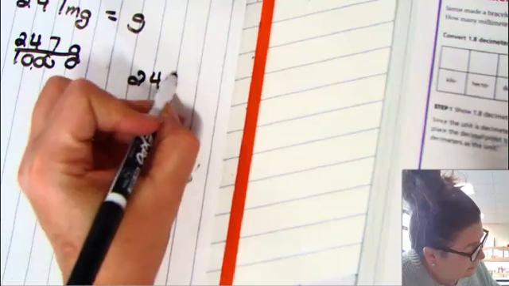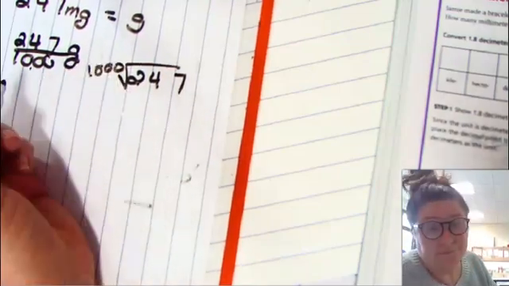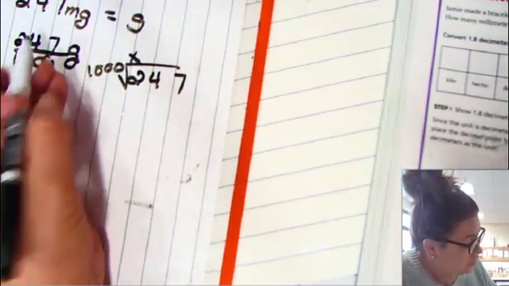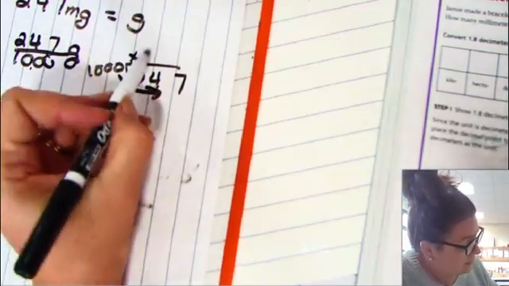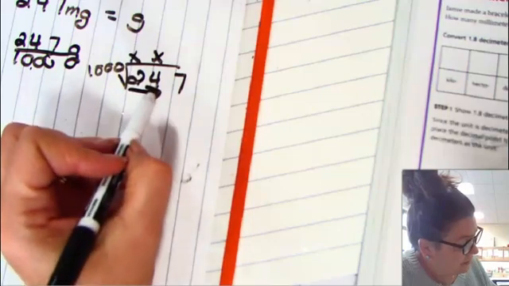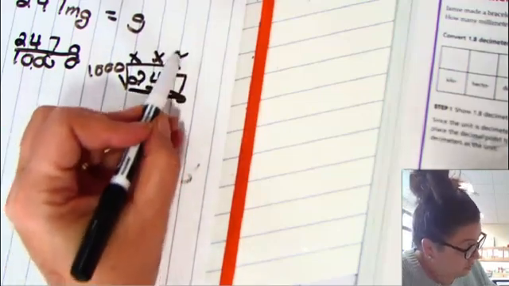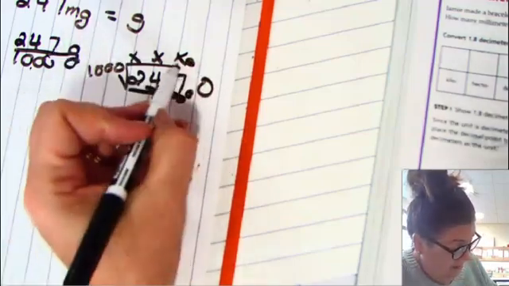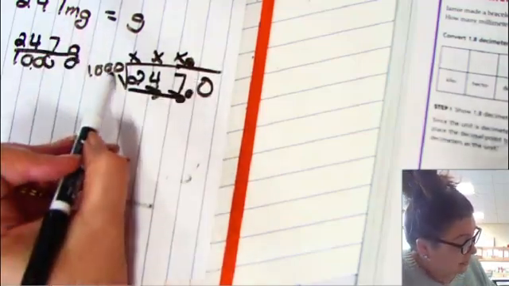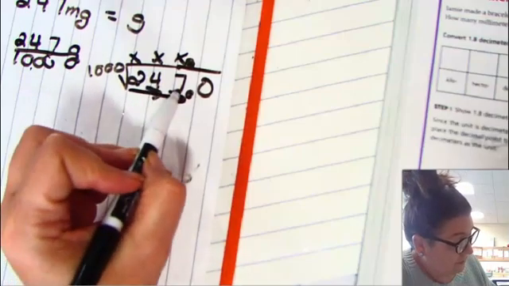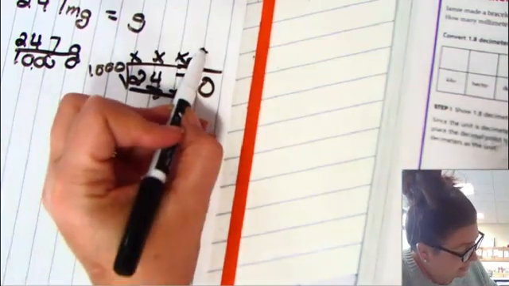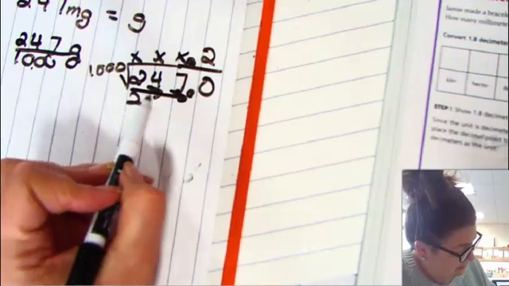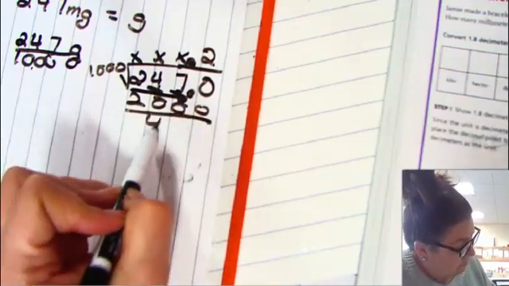So 247 divided by 1,000. Okay, can I take 1,000 out of 2? Nope. Can I take 1,000 out of 24? Nope. Lining up my place value. Can I take it out of 200? Nope. So now I'm going to put my decimal right here, and I'm going into parts. Okay, I'm going to my tenths. Can I take 1,000 out of 2,470? Yes, I can take 2 1,000s, which leaves me 470.